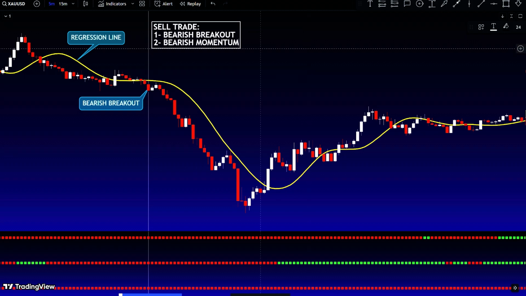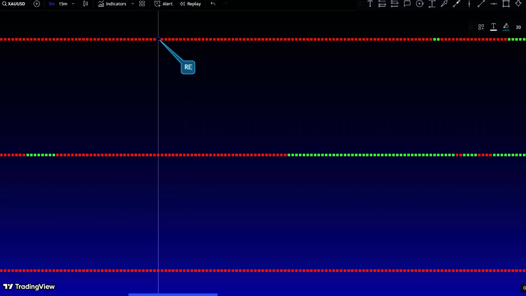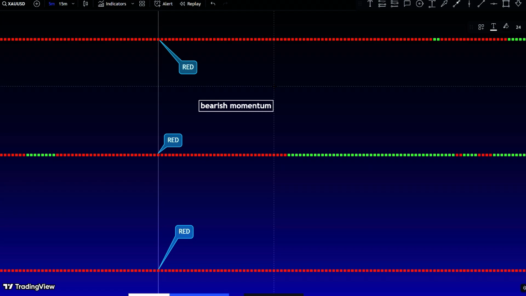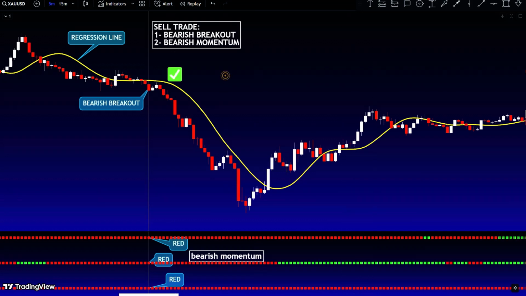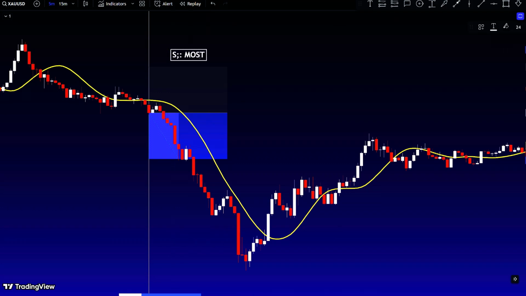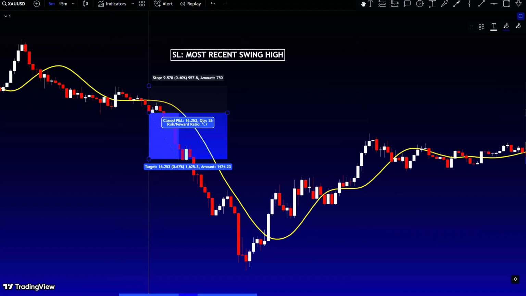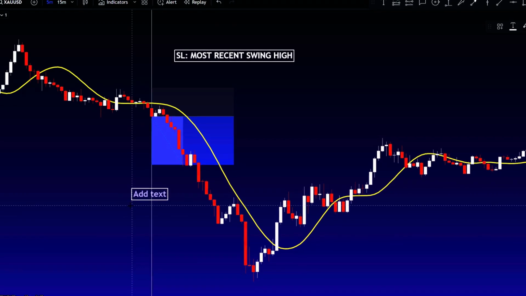This is where the EMA trend meter oscillator comes into play. At the same time the candle closes below the regression line, all the components of the oscillator should be red. This indicates there's bearish momentum in the market, giving us the green light to proceed. Now that all entry conditions are met on this candle, we're ready to enter a short position. And to cover our bases, we'll set the stop loss just above the recent market swing high, minimizing potential losses. As for take profit, let's aim for 1.5 times the risk.